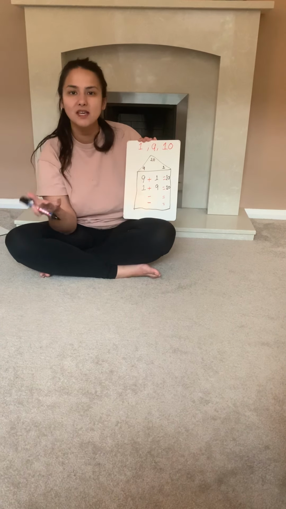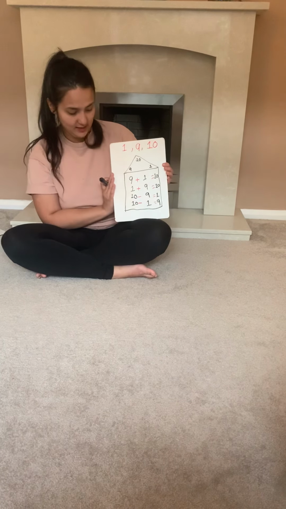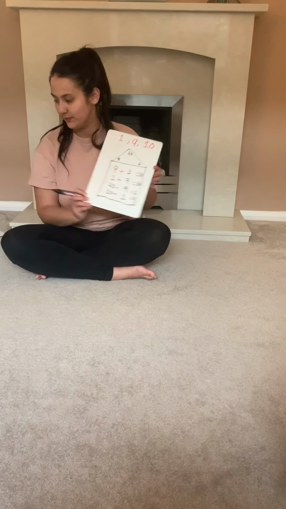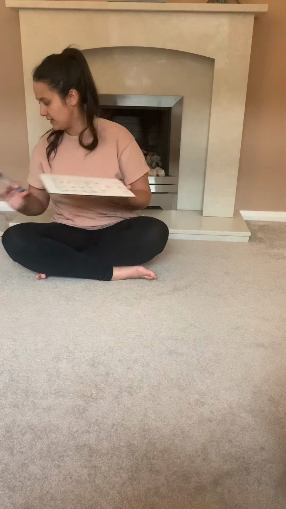And 10 take away, now remember I've already used 9, so I could put 1 here. 10 take away 1 equals 9. And I've completed my fact family. I've got my 3 numbers in my roof and my 4 number sentences in my house. Remember, 2 add and 2 take away. So let's have another go.